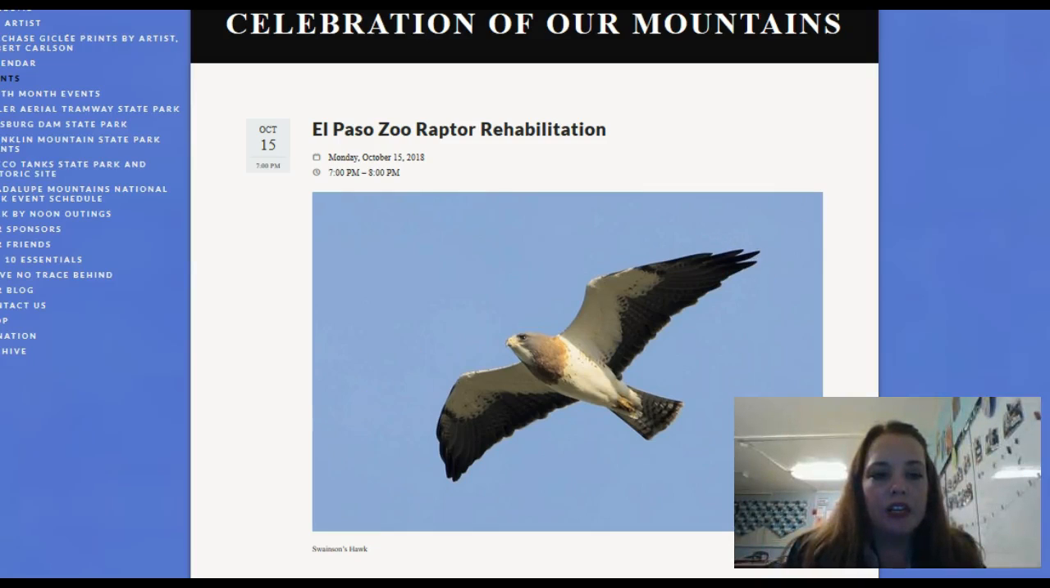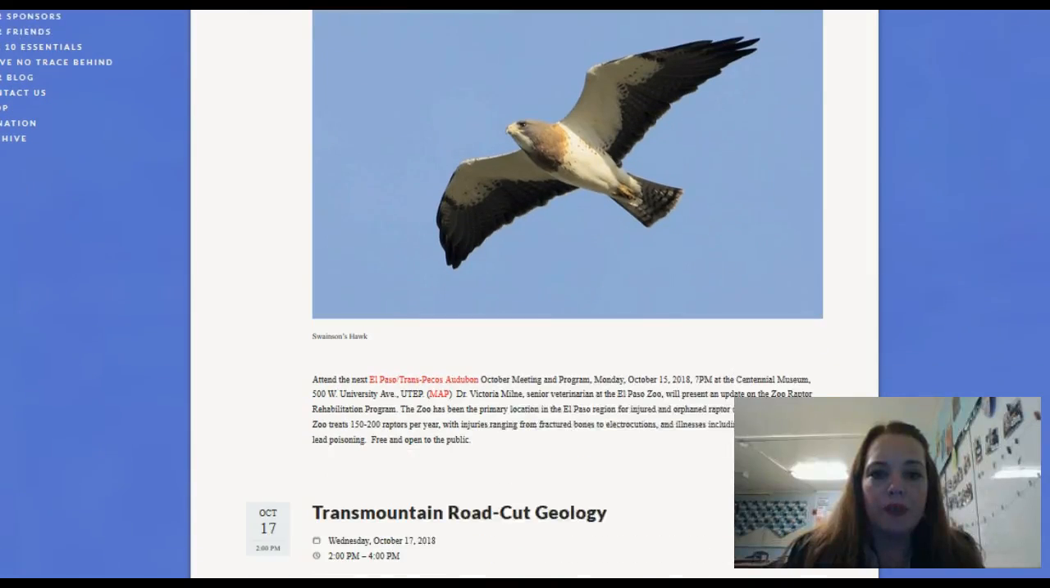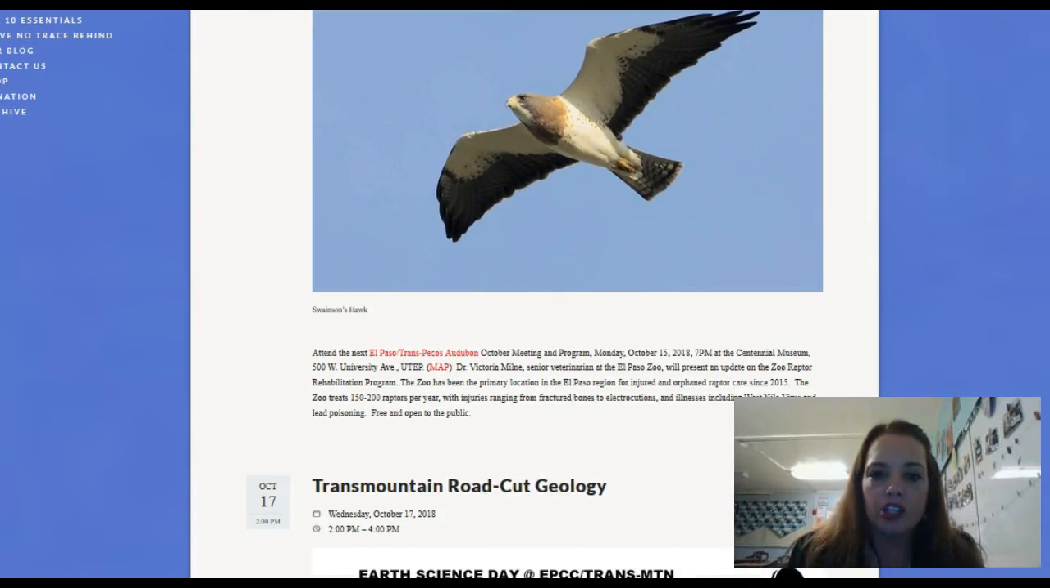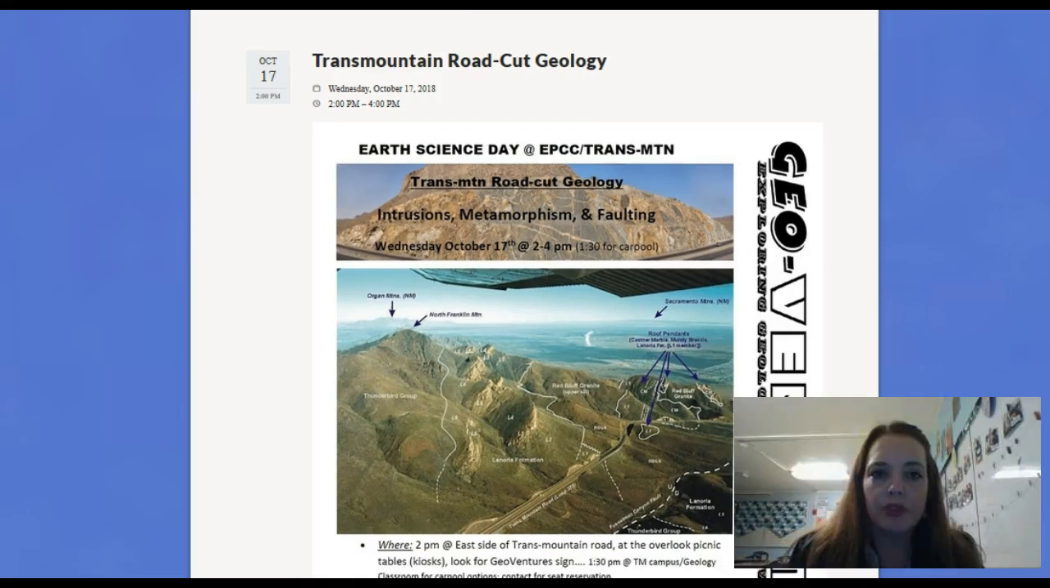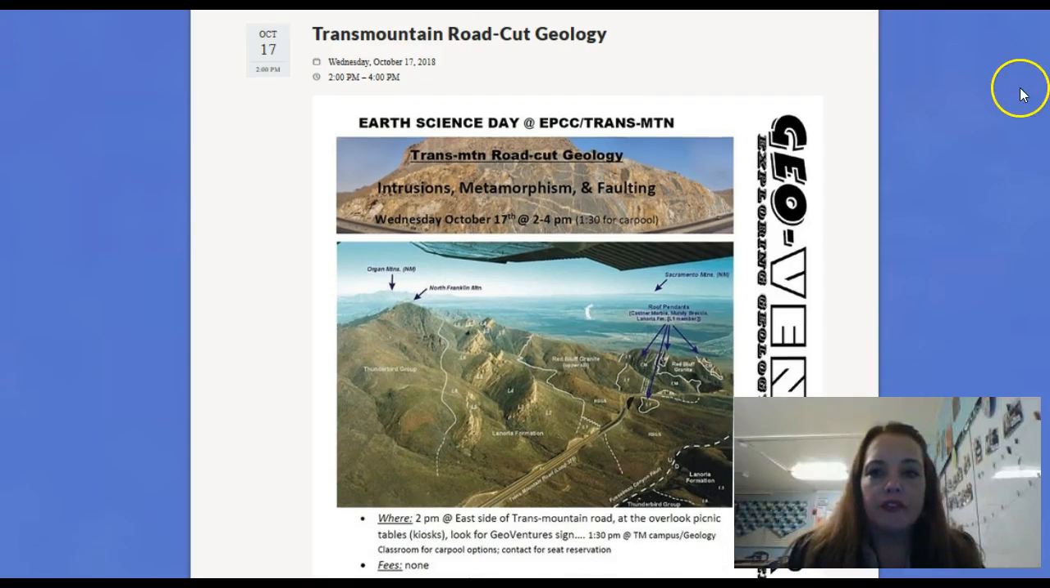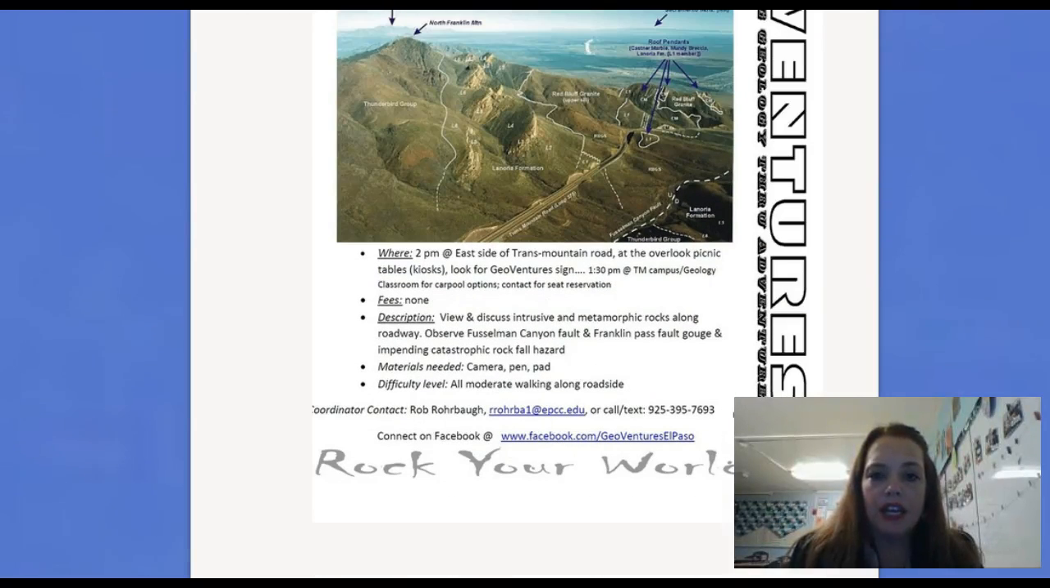So on Monday, there is an El Paso Zoo raptor rehabilitation one. That's not very geologically related, so I'm going to skip down to this one. This one is on Wednesday. If you don't choose any, I would highly choose this one because we're going to be talking about this in the next 2 weeks. And if you go to this, it's going to make your actual lab that much easier. It's discussing the road cut that is on the top of Trans Mountain. So the information is there of where to meet, and it is headed up by another EPCC professor named Rob. So if you want to go to that one, the information is there.